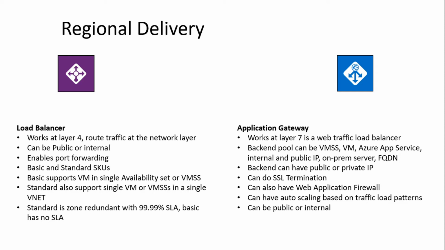The first service is Azure load balancer. It evenly distributes the incoming traffic across a group of backend resources or servers, and it works at layer 4, which means that it decides on routing of traffic based on the layer 4 information, which is the IP address and the port information. So a load balancer could be of two types. It could either be public or an internal one.